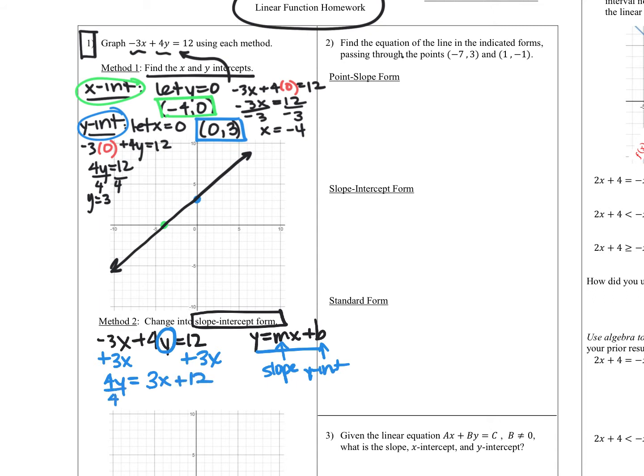Divide both sides by 4. And we're going to get y equals, well, this 4 goes under the 3 and also under the 12. So we're going to get 3/4 x plus 3. So now we have that my slope is 3/4, which is going to be the rise over run. And my y-intercept is 3, or we'll say 0, 3.